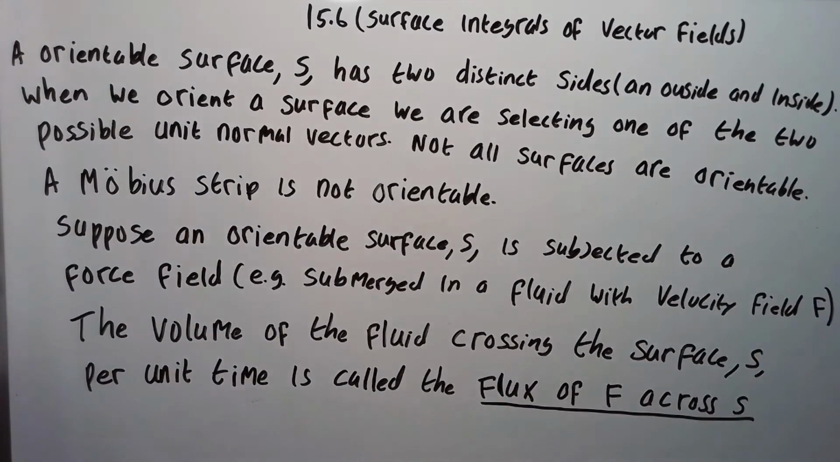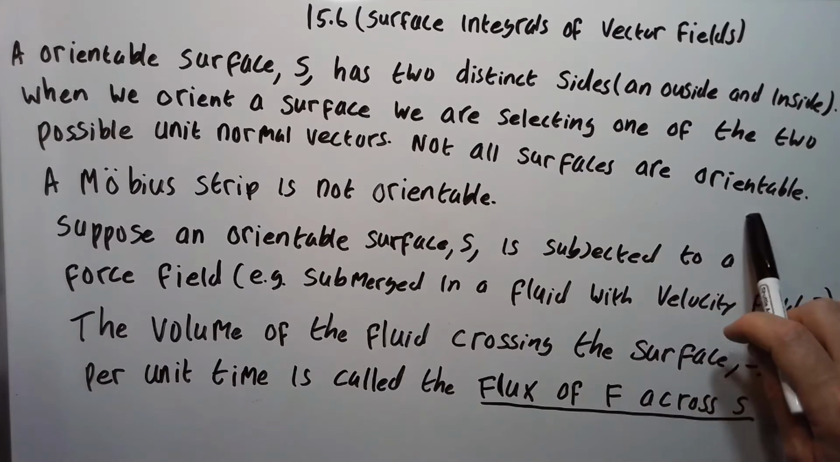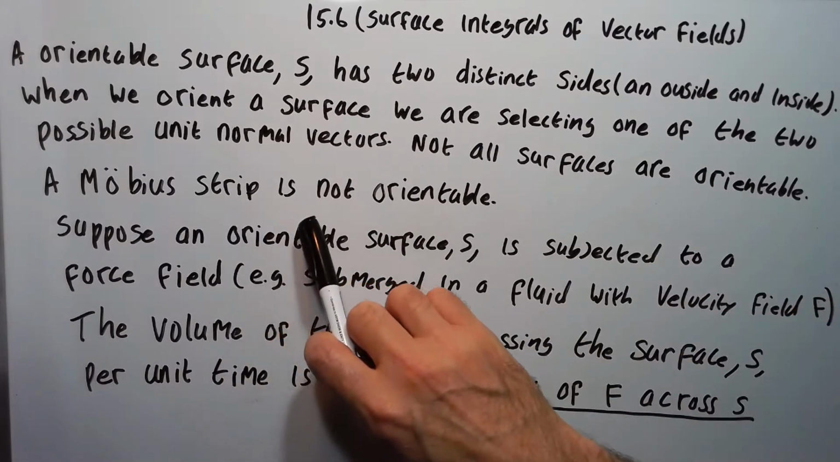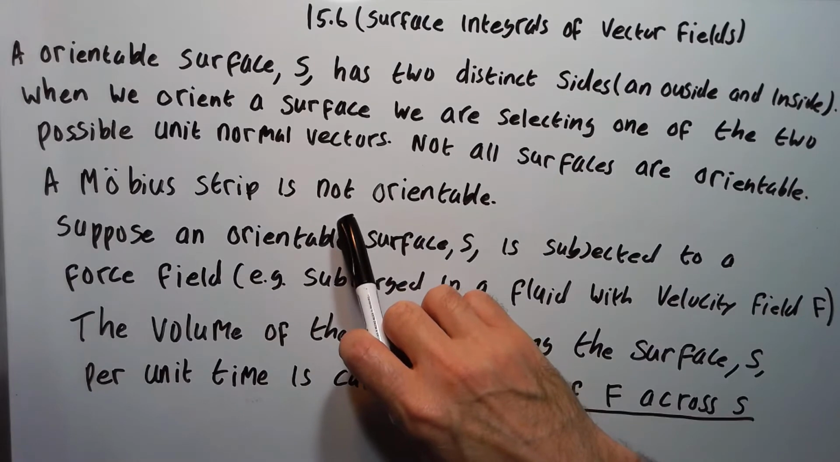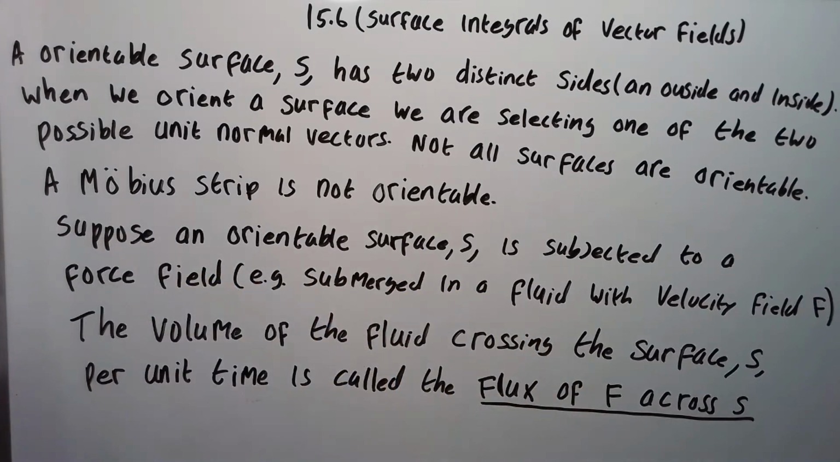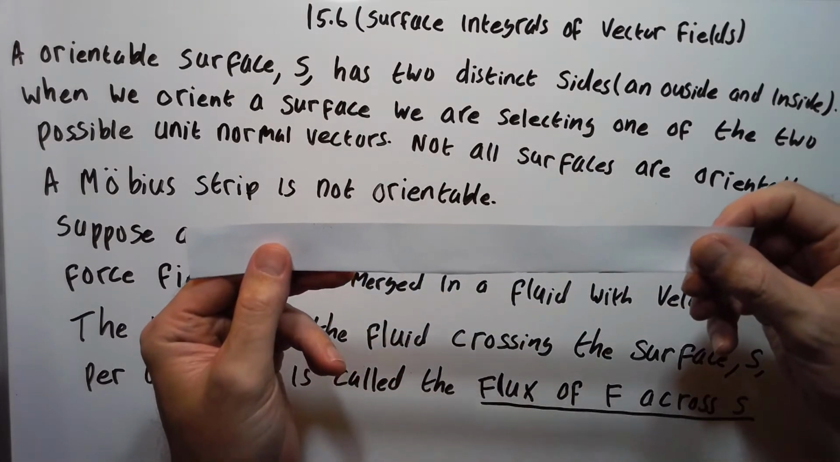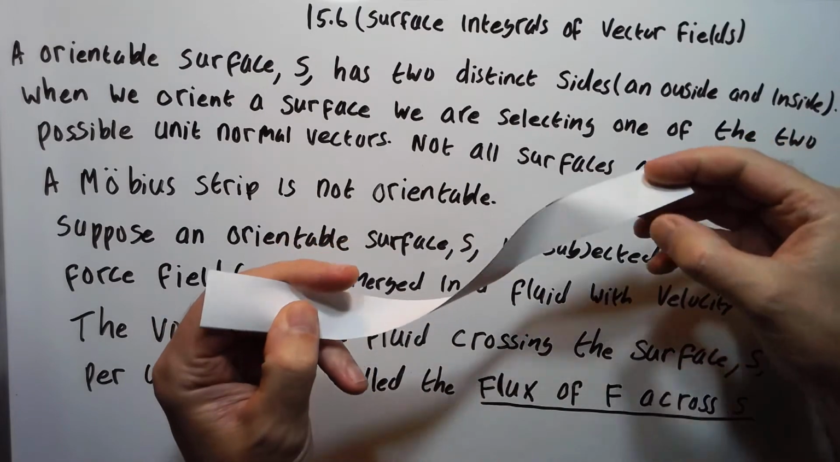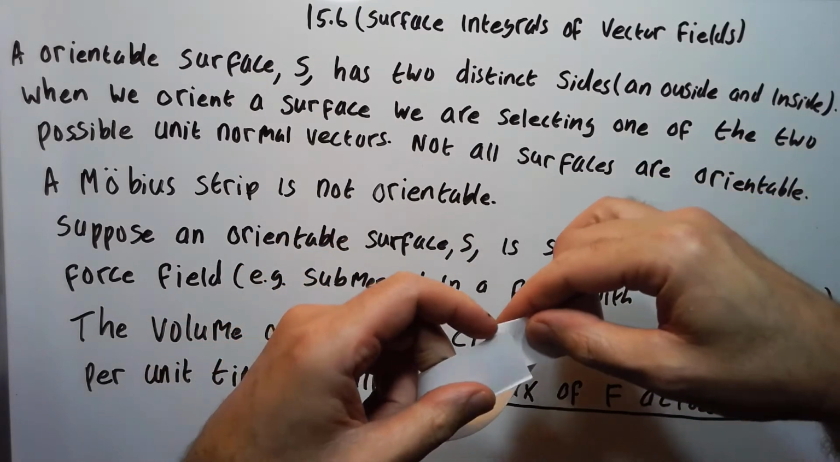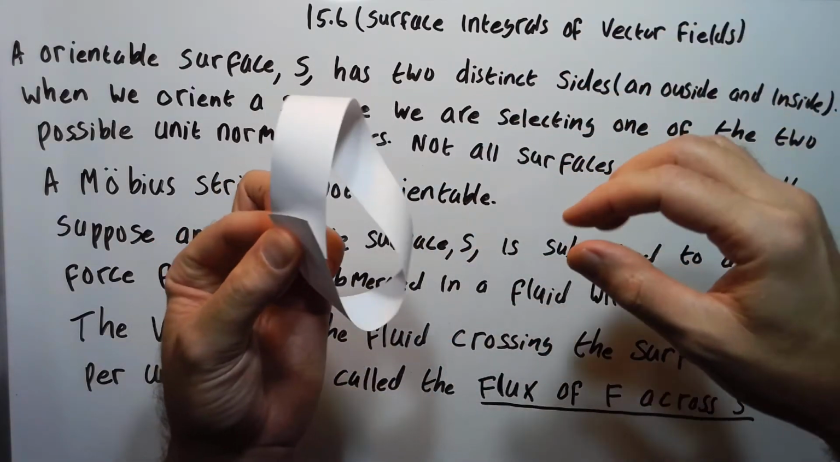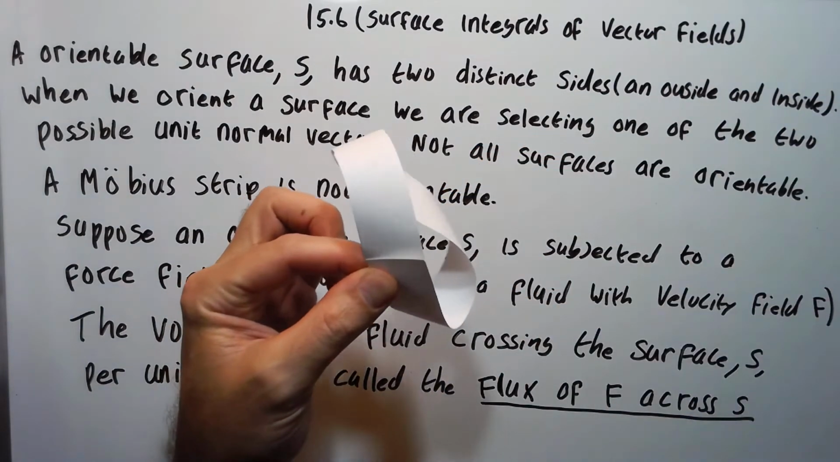Okay, so not all surfaces are orientable. A Mobius strip is an example. So let's take a look at a Mobius strip. To create a Mobius strip, I take a strip of paper and I give it a twist. Then I connect the edges here. That would be a Mobius strip, so let me just staple that.